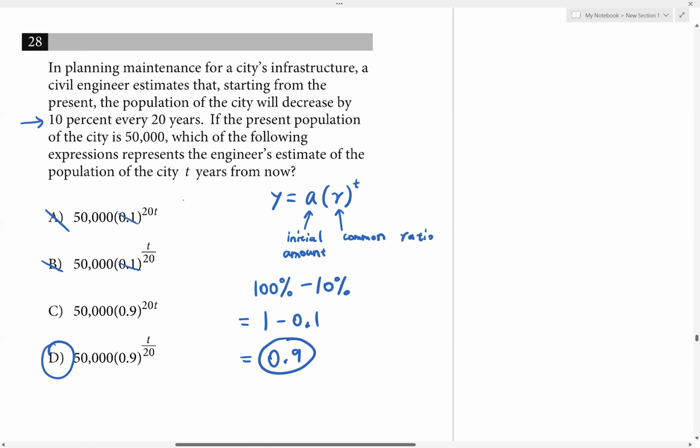If you multiply by 20t, say t is 40 years, this will be 800, so it will decrease by 800 times. That doesn't make sense. That will be way too small. So whatever t is, since the exponent should increase by 1 for every 20 years, we have to divide t by 20 first, and that will give us the exponent on the top. So that should be our answer, which is letter D here for 28.